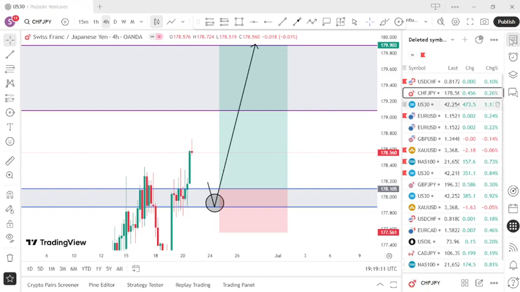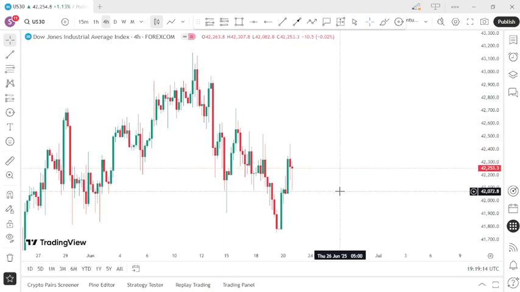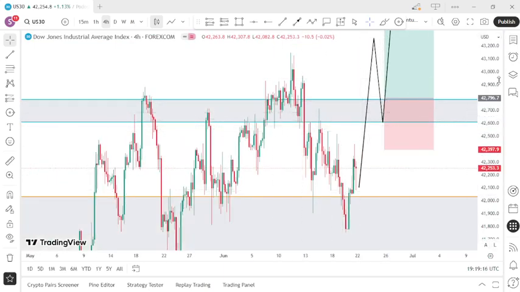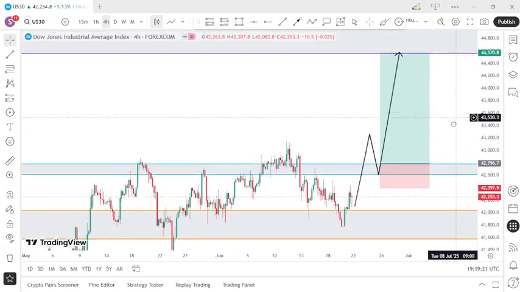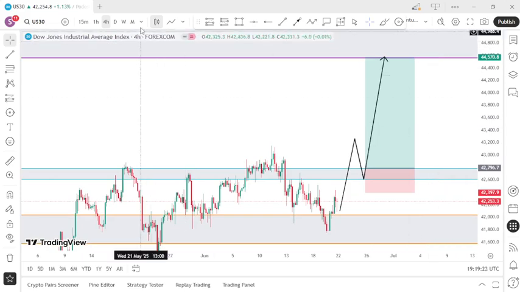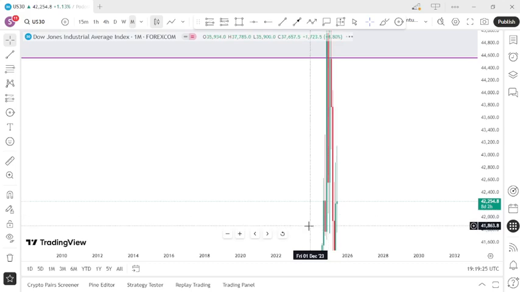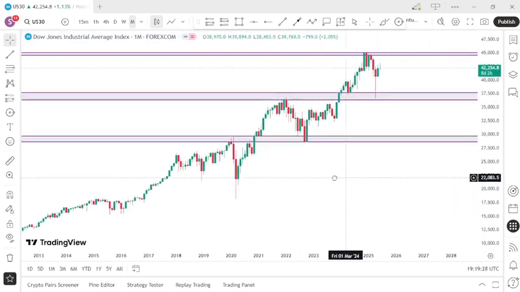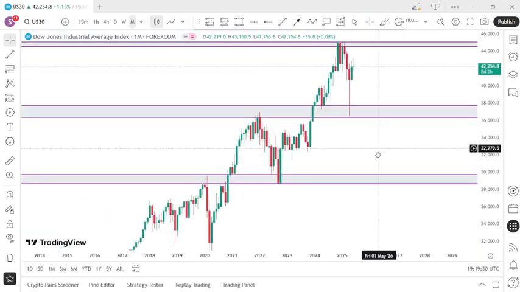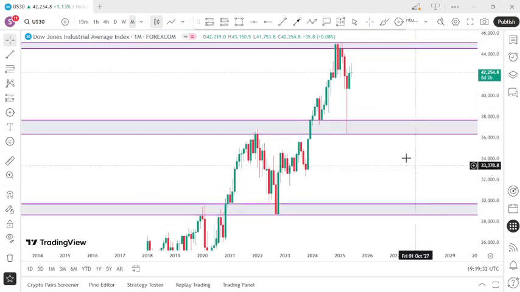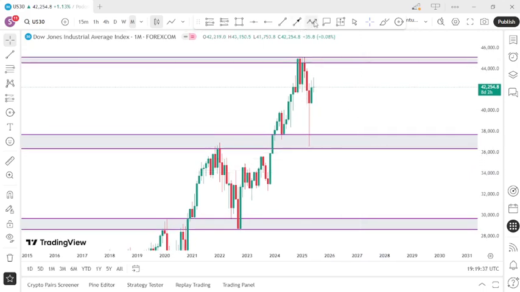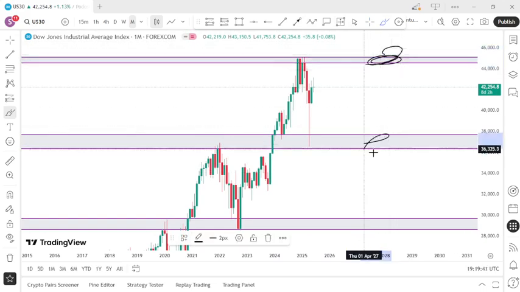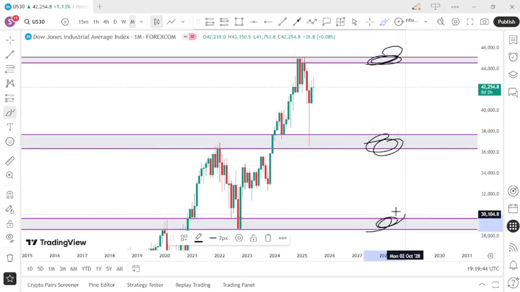So the next pair on the list is US30. On US30 also, we are looking for buying opportunities. So let's start from the monthly time frame and find out why we are looking for a buy on US30. On the monthly time frame on US30, I have my monthly upper zone here, midway zone here, and my monthly lower zone here.